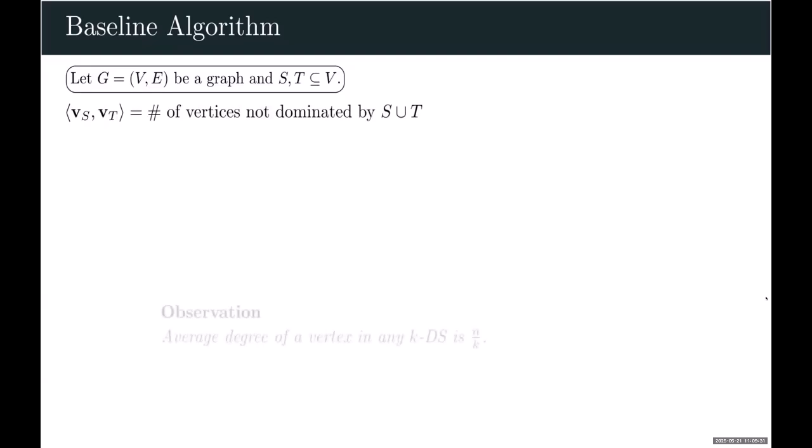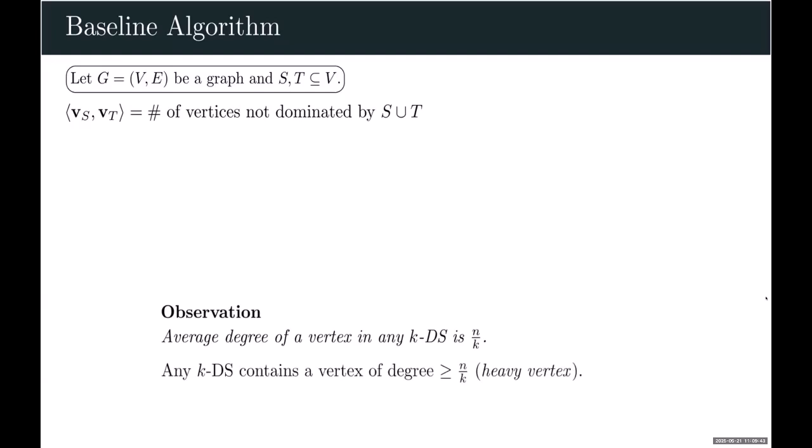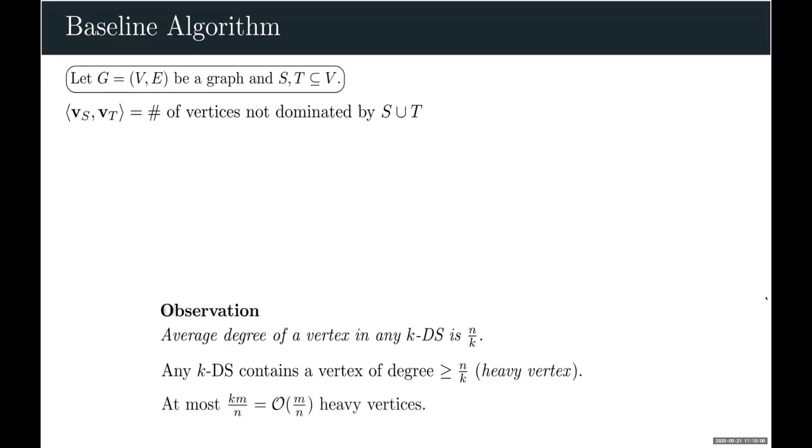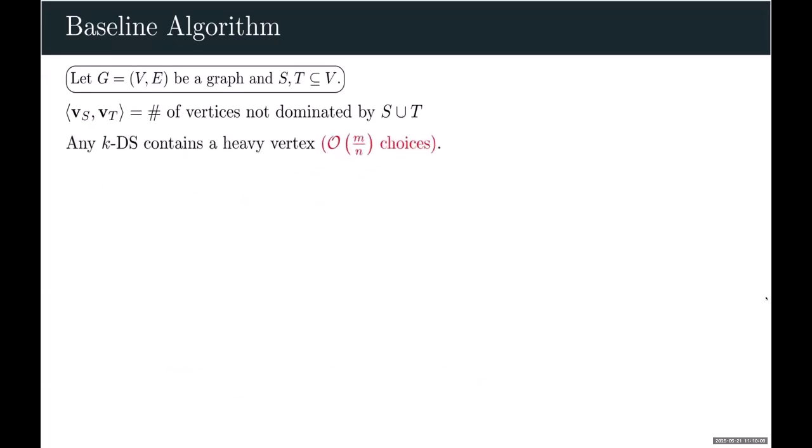And we will do something similar, but on top of that, we will use the following observation. The average degree of a vertex in any k dominating set is n divided by k, right? So in particular, any k dominating set contains a vertex of degree at least this, and we will call this vertex heavy. And now for a constant k, we have m edges, and it's easy to see that there are at most O of m divided by n such vertices, right? Okay, so just to free up some space, I'm summarizing that here.